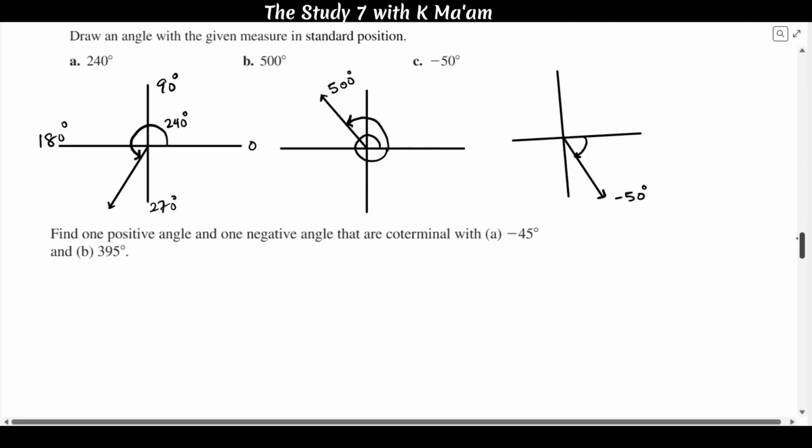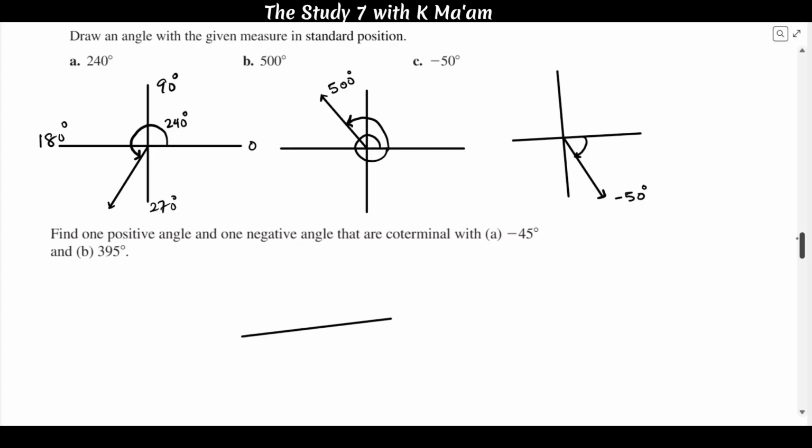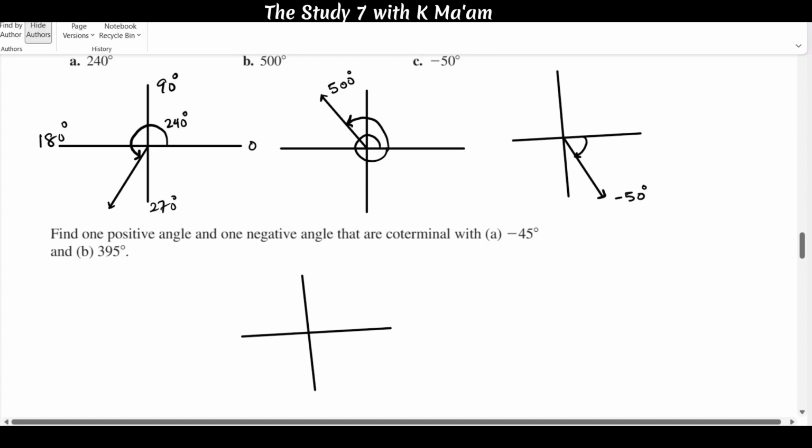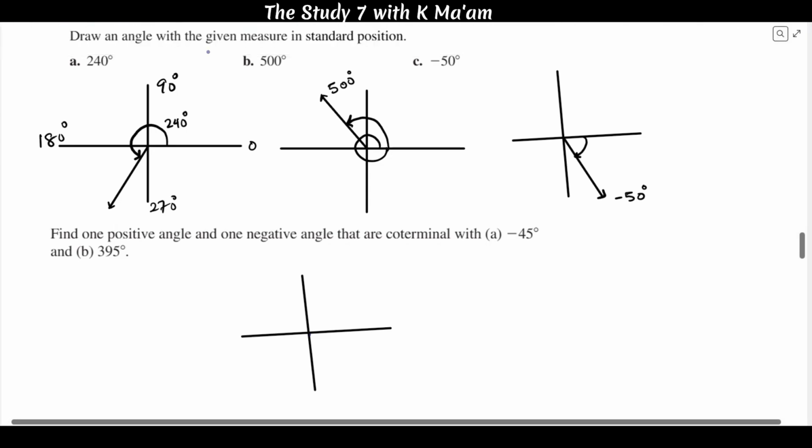Next, find one positive and one negative angle that are coterminal. Coterminal angle means the angle in which the terminal ray is the same. So if I draw an angle, I draw this angle. So this is some angle, right? If I draw the angle from the opposite direction, it also ends here. So these two angles are coterminal.